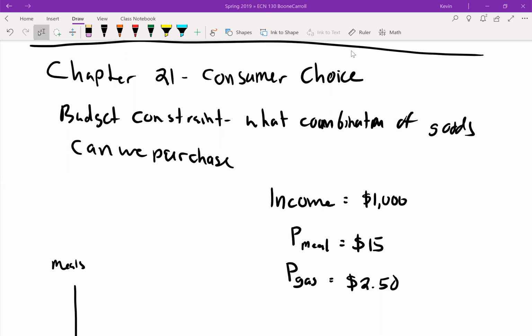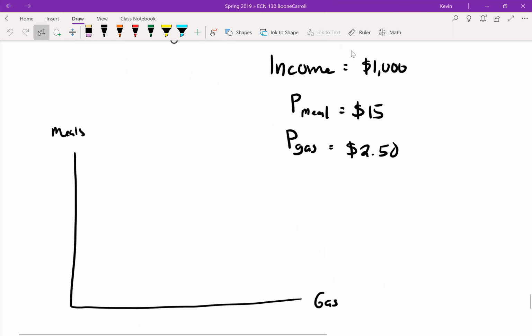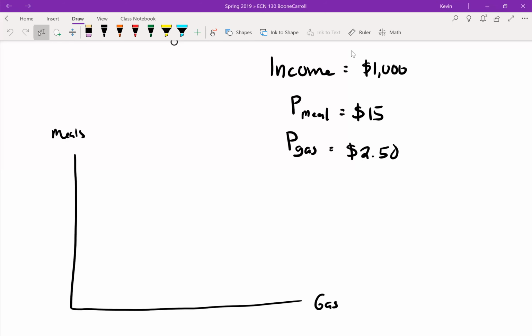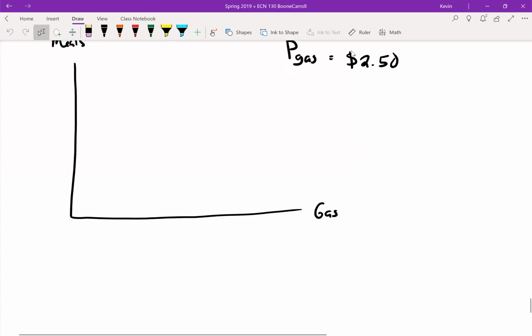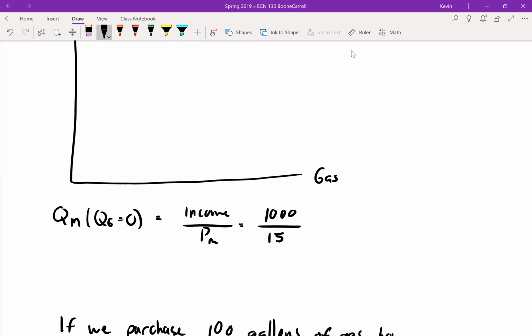So just to get things started, I have this example. Suppose we make $1,000, or we have $1,000 left over, whatever we want to think of it as. The price of a meal averages about $15, and the price of gas is $2.50 a gallon. The first two things in finding our budget constraint: how many meals can we afford, that is, if we don't purchase any gas? We take our income divided by the price of a meal, which is $1,000 divided by 15. This comes out to be about 67.